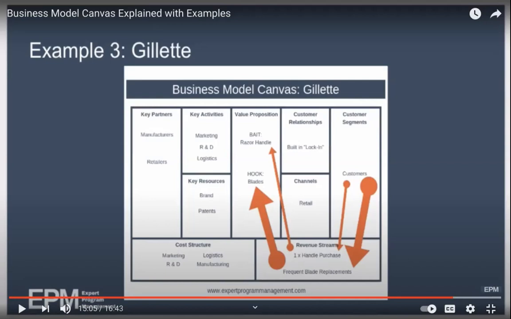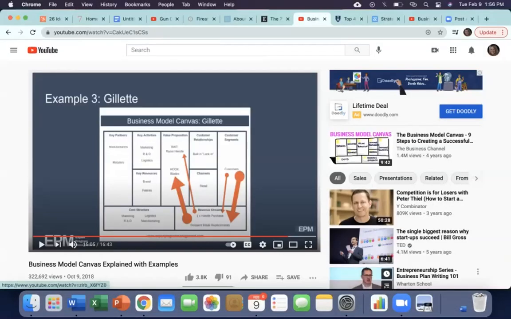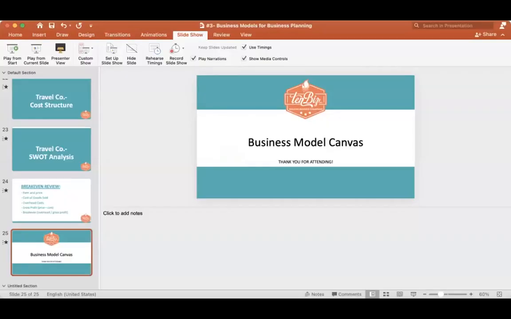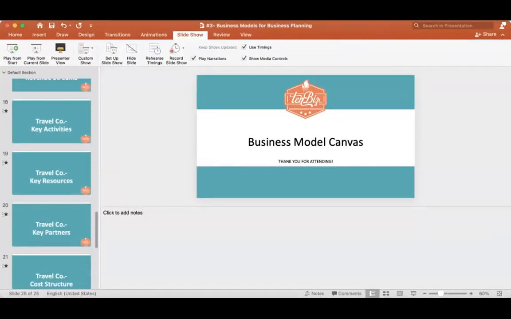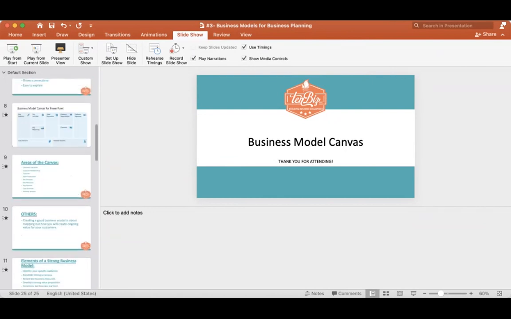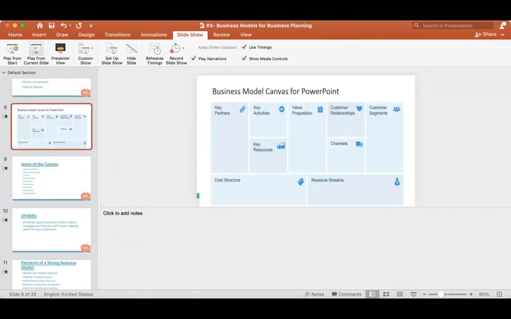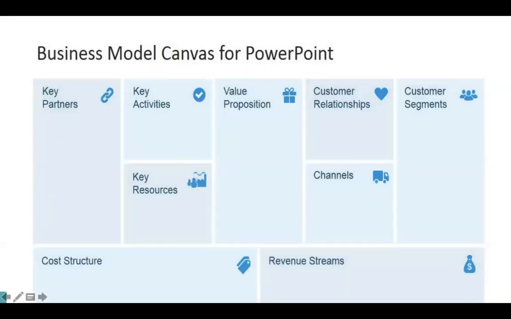We went through the travel agency example. We went through this example with Gillette. And now I think it's important for us to think about how this would look with our own individual business. So again, as we come back to it, I want to pull up the business model canvas one more time and just show you what this looks like.